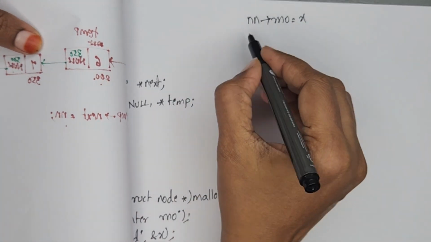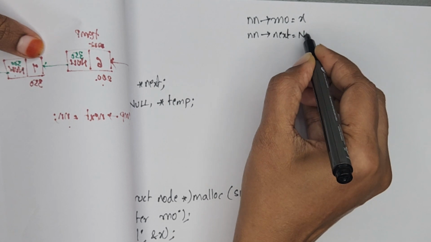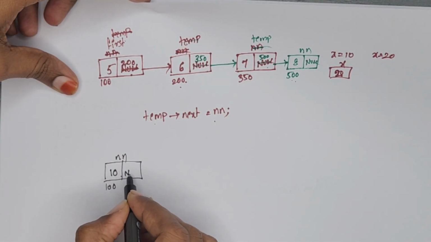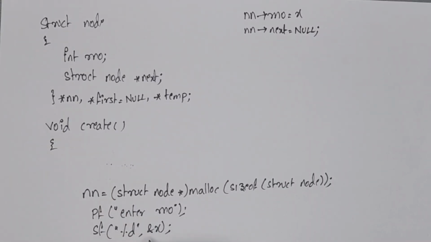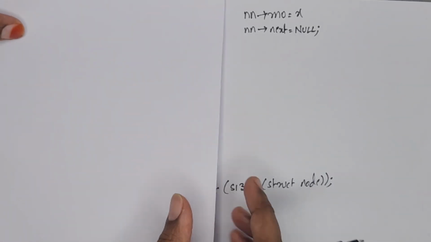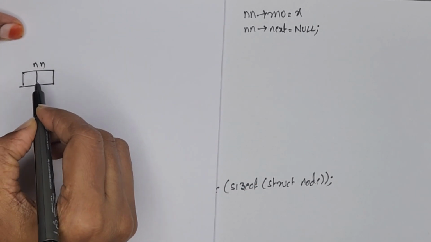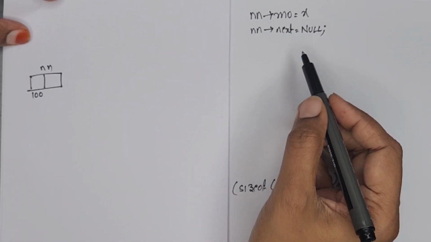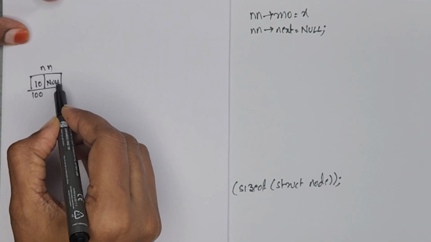Next, new node of next equals null because there is no next node. So new node of next equals null. Just now I created one new node, read one number that will be assigned to new node of roll number, and new node of next is null. Same thing I am going to draw here. This is new node. It allocates memory. First byte address will be assigned to new node. Read one number that will be assigned to new node of roll number. New node of next is null.